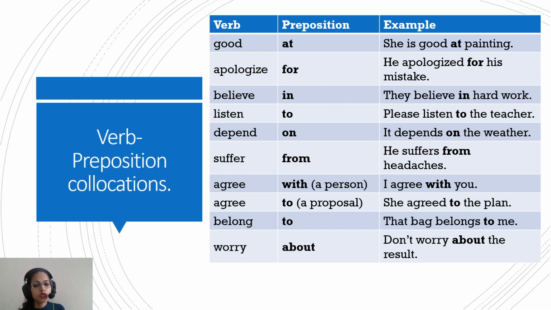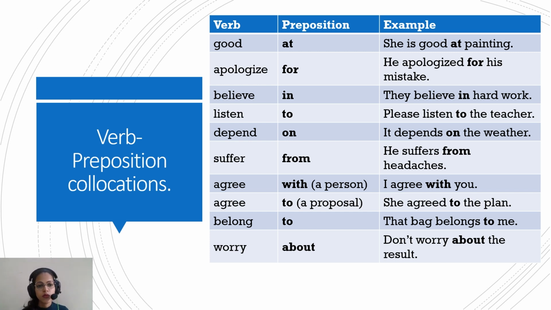So you are always good at something. You apologize for something. You believe in something. They believe in hard work. You listen to something. Please listen to the teacher. They depend on something. It depends on the weather. You suffer from something. Suffers from headache. You agree with a person. I agree with you. Or you agree to a proposal. She agreed to the plan. So agree can be used with one preposition in one context and to in a different context. Something belongs to someone. So the bag belongs to me.